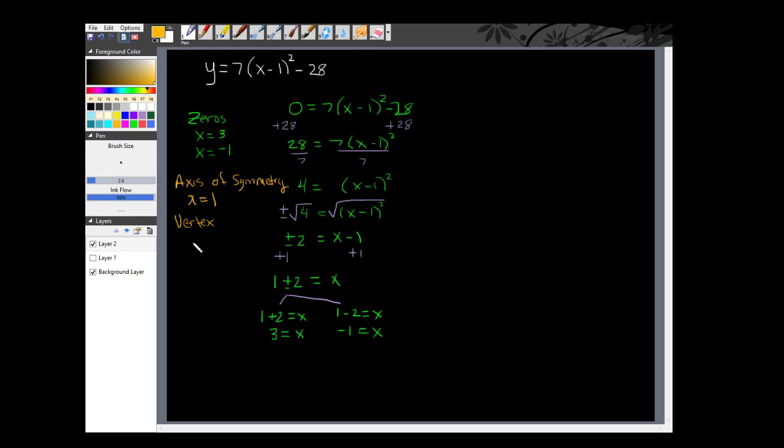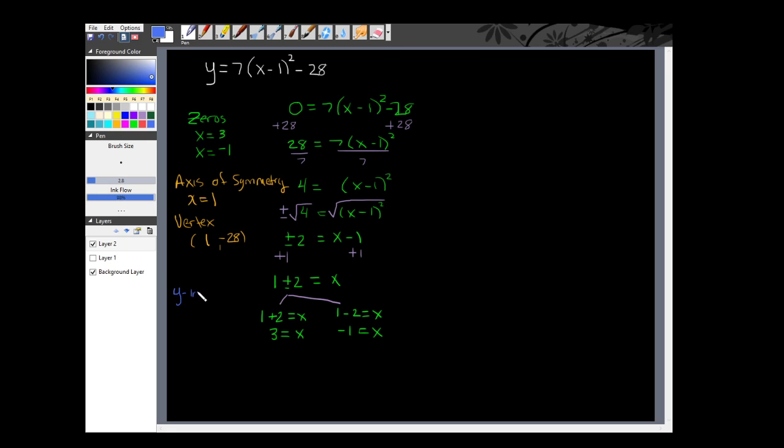Then the vertex. Remember, the vertex lies on the axis of symmetry, so that 1 always just kind of falls down. The other value here is your k value, so there's a minus 28 here at the end. That's where my vertex will lie.